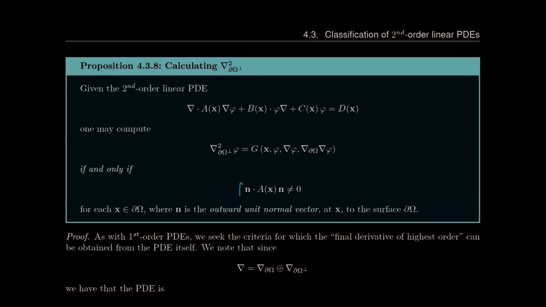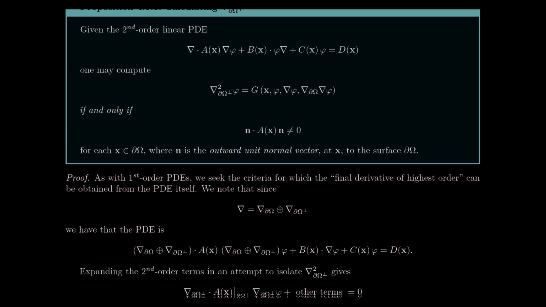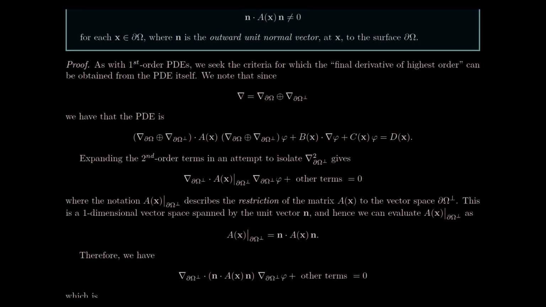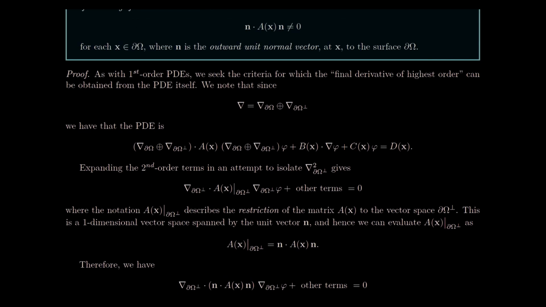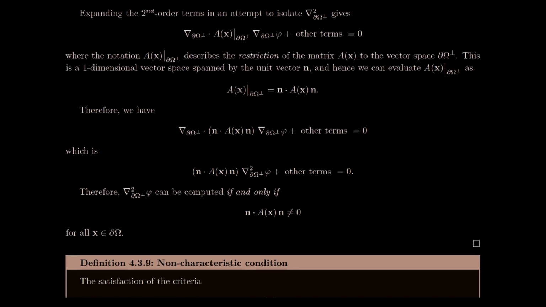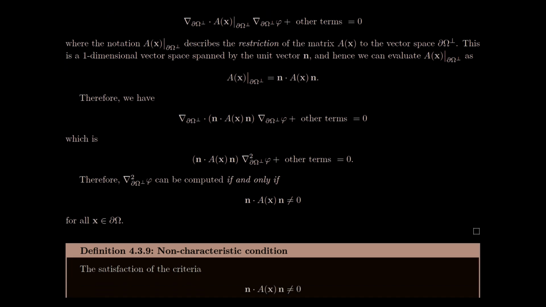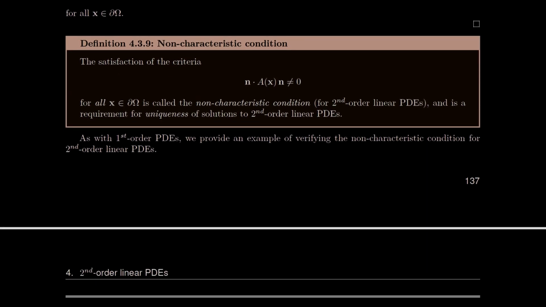So we're just going to be looking at the outward unit normal vector, taking a dot product with A and itself, as long as that's non-zero. It has to be non-zero everywhere on the boundary, right? So long as it's non-zero everywhere on the boundary, then we're good to go. I do have a proof of this here, because technically you should verify that you can actually solve for this second order outward unit normal directional derivative. So I do go ahead and prove that it can be computed if and only if it's satisfied. But I don't think the proof's particularly useful for most people taking this course.